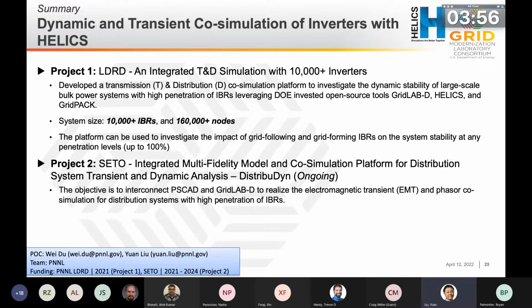So we can simulate up to 100% penetration of IBRs with a mix of grid forming and grid following inverters. The second project is sponsored by CITO right now. It's an ongoing project, and as part of the task, we try to connect PSCAD and GridLAB-D through HELICS. In this study we will realize EMT and phasor co-simulation for distribution systems, and also study the impacts of high IBR penetrations. So next slide.